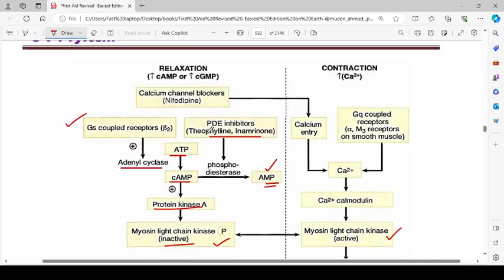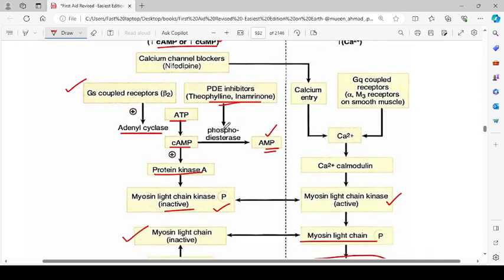Yeah, theophylline and inamrinone. Okay, I'm sorry, this is muscle relaxation. Increased cyclic AMP or increased cyclic GMP increases the muscle relaxation. So the phosphodiesterase inhibitors increase the cyclic AMP level and help in relaxation of the muscles. I'm sorry.